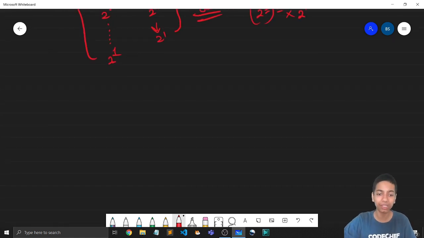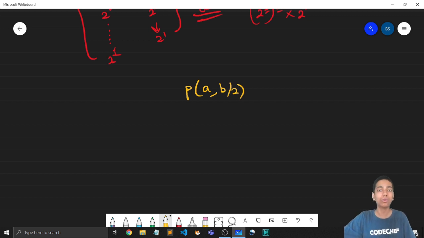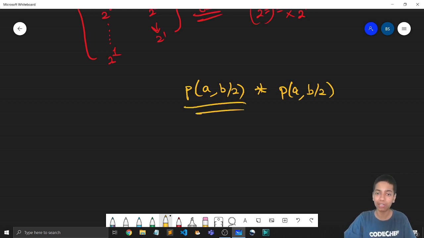But make sure to not make this mistake. That is to, let's say I have this function, right? And I call power of a comma b by 2, right? But now don't write it like this: power of a comma b by 2 multiplied by power of a comma b by 2 to square it up. So what's the loss in this kind of an equation inside the body?